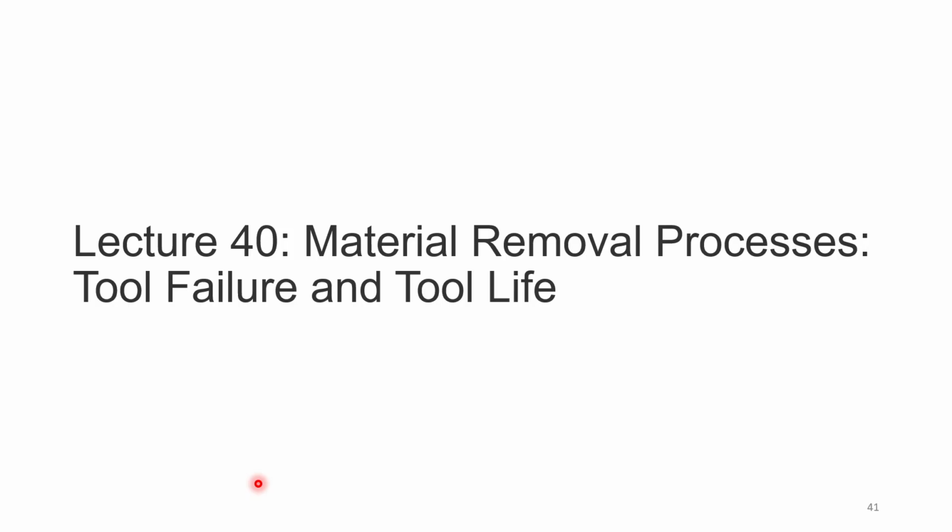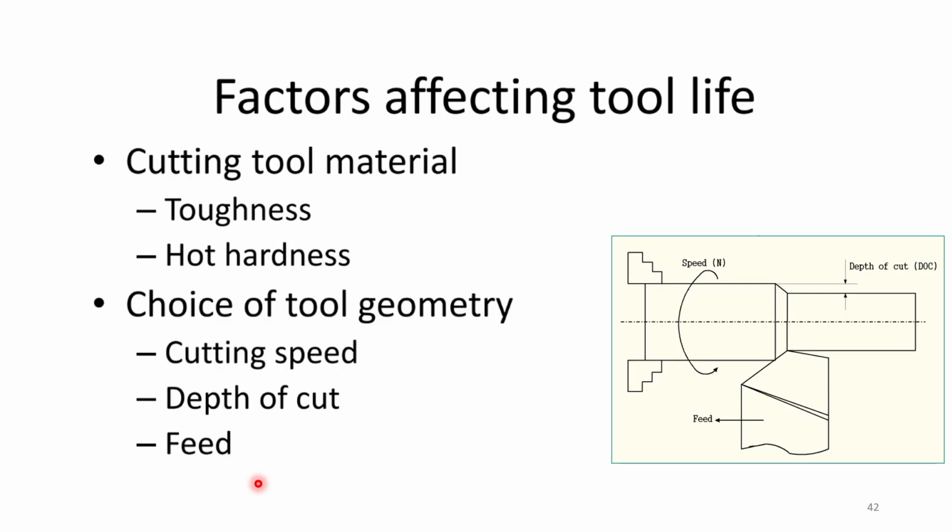Next chapter is tool failure and tool life. So the factors that affect tool life. In case of cutting tool material, its toughness and its hot hardness are two factors that affect the life of the cutting tool. And the choice of tool geometry, and parameters such as cutting speed, depth of cut, and feed can also define the tool life.